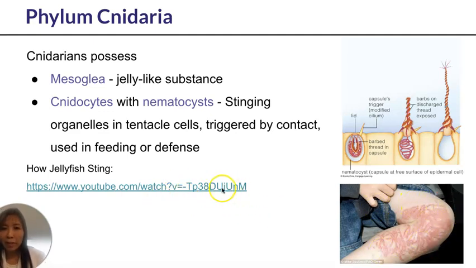And so this is a video that actually shows how the jellyfish sting, and like always, I will post them onto our video channel page, so you can go ahead and take a look at them.